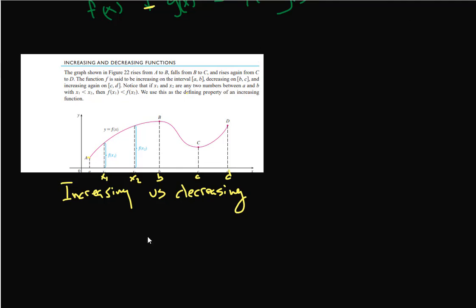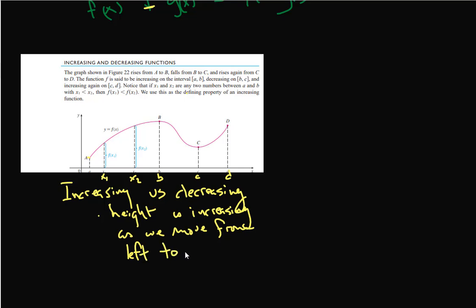For example, would we say the function is increasing between x1 and x2? What do we mean by increasing? We mean that the height is increasing as we move from left to right, not from right to left. So from x1 to x2, the height is increasing, so the function is increasing. And between x2 and b, it's still increasing. But then from b, it starts to decrease, and decreases till you get to c, and then it starts to increase again.